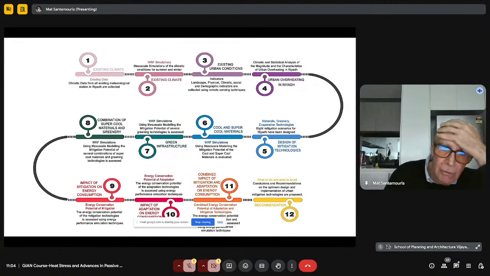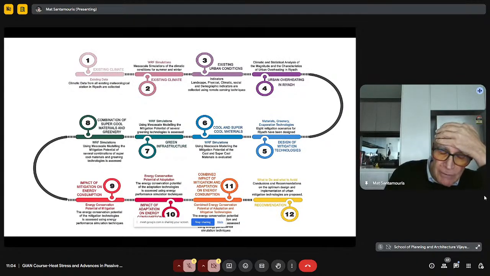We have collected all the existing climatic data from all the meteorological stations and analyzed all this data to understand what is really happening there and to evaluate the characteristics of the climate during the whole year, the temporal and the spatial variation.